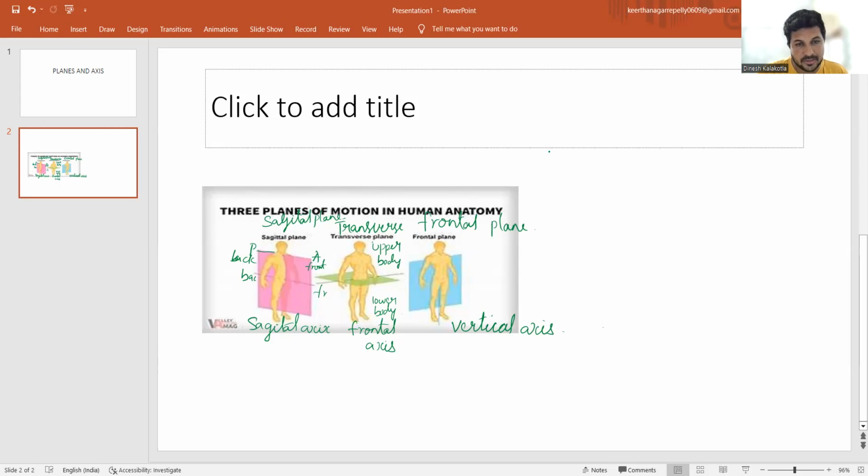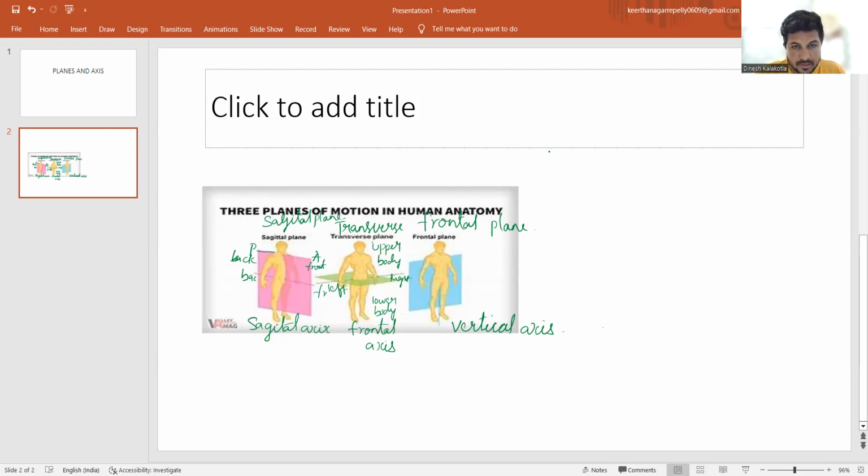So frontal axis next. So it moves from left to right, right? So frontal axis moves from left to right. So that is all about transverse plane and frontal axis. Next is frontal plane and vertical axis.